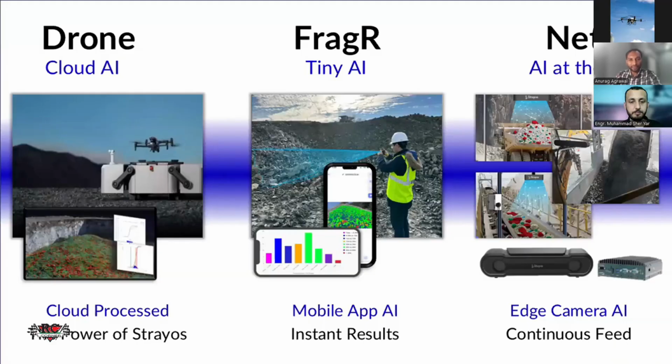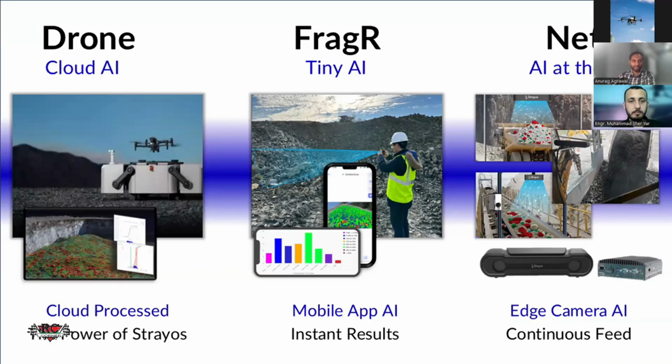So we have 3 technologies: drone-based analysis, FragR for fragmentation analysis, which is a mobile application, and Netra, where the dumper is passing at the conveyor belt or at the pressure point. So by using all three technologies, you can analyze your fragmentations.